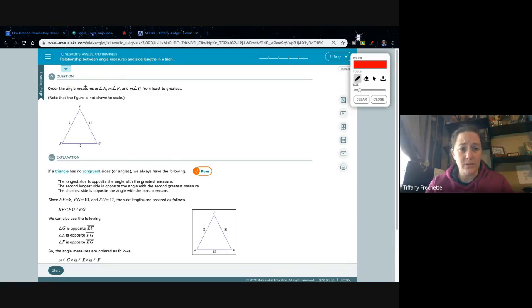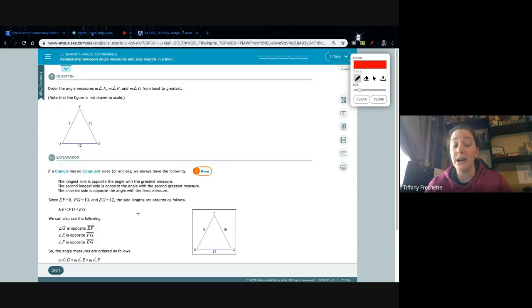Order the angle measures. The measure of angle E, the measure of angle F, and the measure of angle G. And when you see M and then the angle symbol, that's how you say it, measure of angle, from least to greatest. Note that the figure is not drawn to scale. So they don't actually want you to measure the angles or anything like that. They want you to pay attention to the relationship. So, and down here they give you notes.